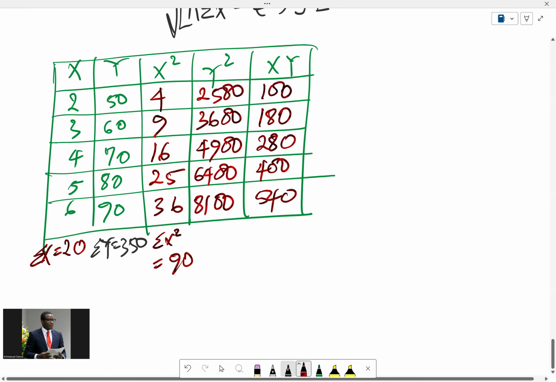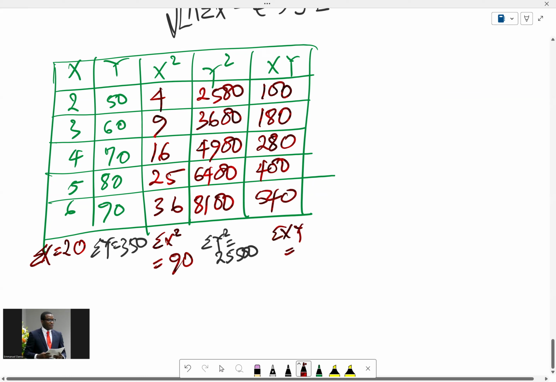Sorry. Then you have summation Y squared. If you do all that, you end up getting for summation Y squared as 25,500. And lastly, summation XY.